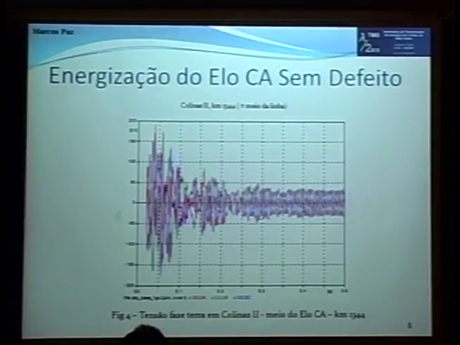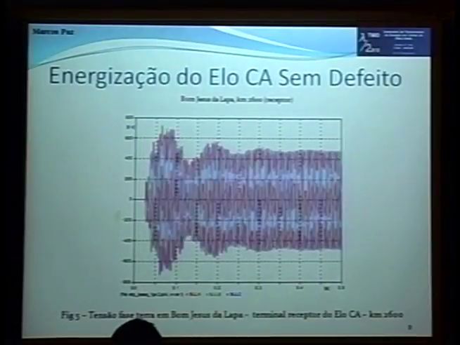This would be the voltage in the middle of the line, or close to the middle of the line, in the substation of Colinas 2, at 1,300 kilometers. The transient in the higher voltages would be below half of the nominal voltage, and the voltage in regime would be very low, about 30 kilovolts. And the voltage at the end of the line, the receiving end terminal at Bom Jesus da Lapa, in regime, we have 1 PU.